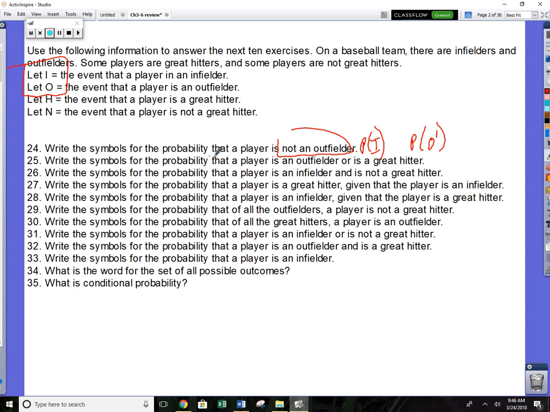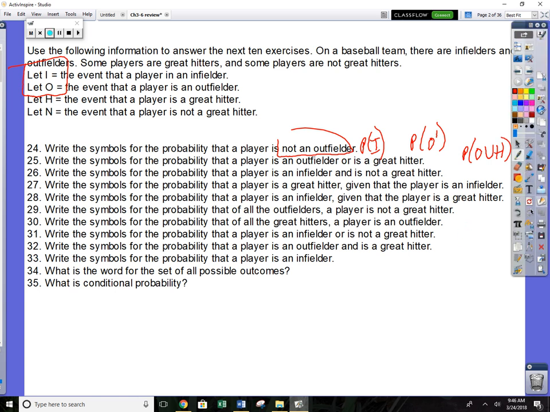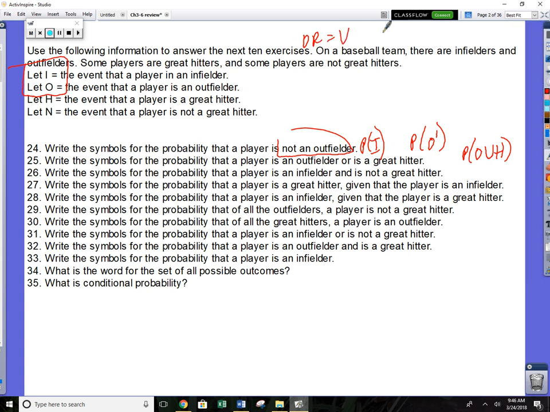25. Is an outfielder or is a great hitter. So chances that he's an outfielder, that's O. Or is going to be the union, and a great hitter is H. So or is union, you gotta remember that. Or is union and is intersection.